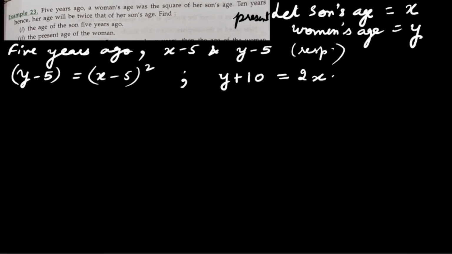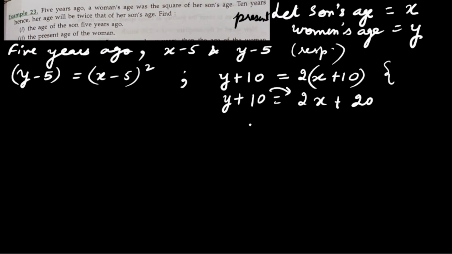So what will be the son's age? The son's age will be x plus 10 at that time. We are talking here about 10 years hence, the future age, 10 years from now. So first of all, 10 years from now the woman's age will be y plus 10 and it will be 2 times the son's age. So both the equations we can simplify. One equation we will utilize, because for a quadratic equation we need only one variable. So this I'll simplify. Y plus 10 is equal to 2x plus 20.